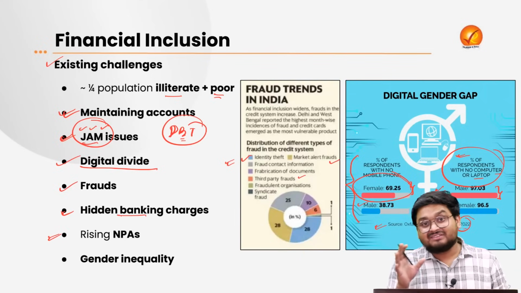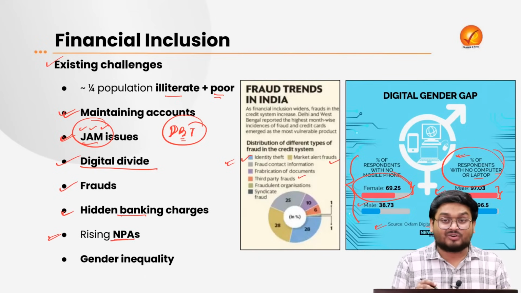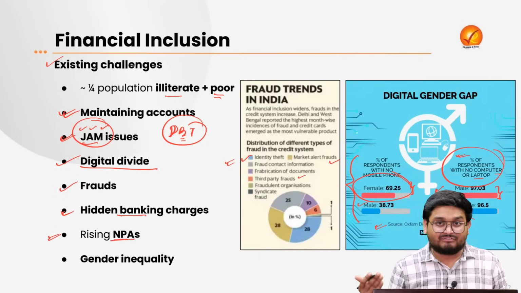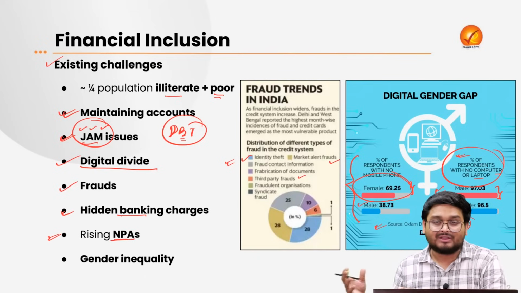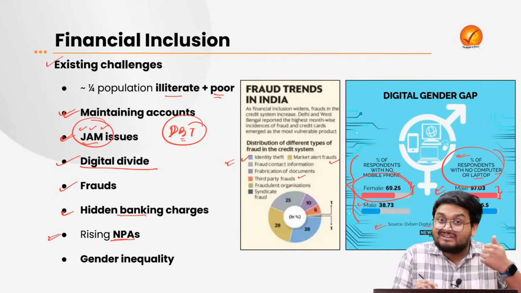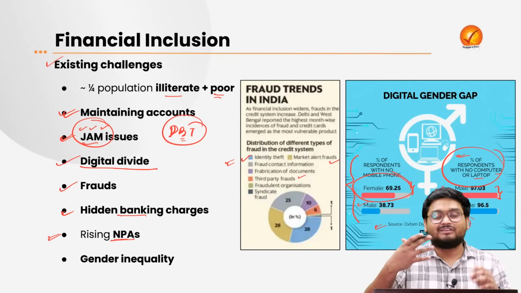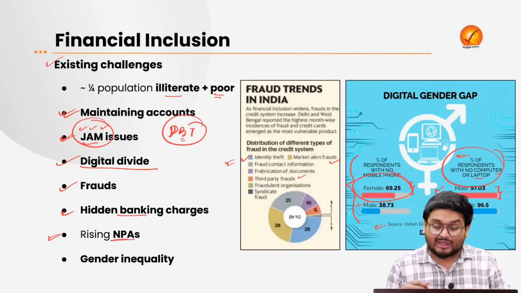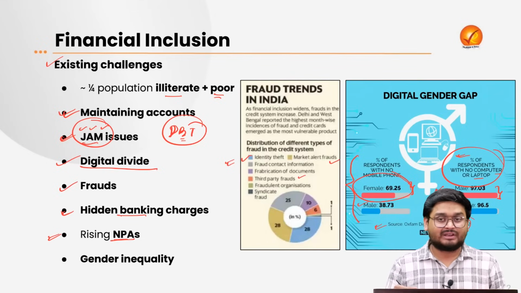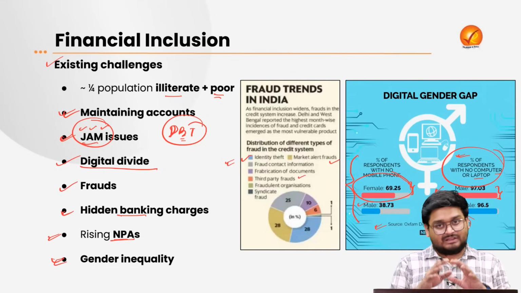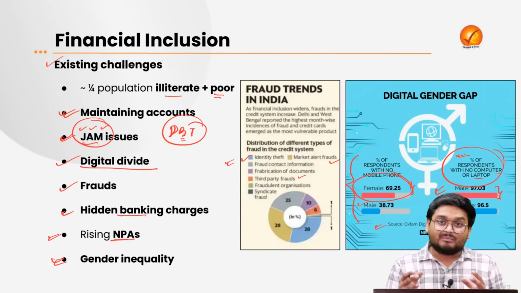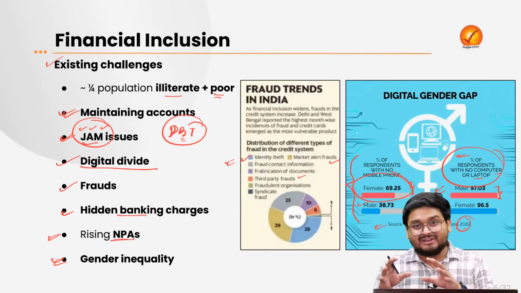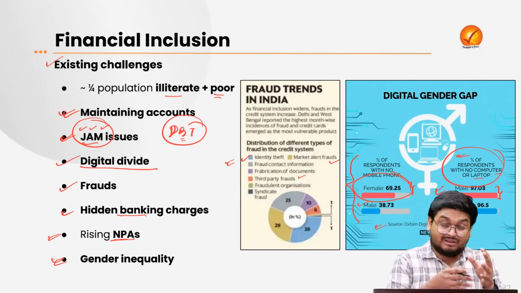Then there is a rising amount of non-performing assets, or the loans, for example, that people have taken and are not able to pay back. So that is also increasing, and this is also leading some banks to not be very encouraging sometimes to open Jan Dhan accounts and various other financial inclusion initiatives. And also we have seen that there is a gender inequity when it comes to the distribution of financial inclusion initiatives in the country.